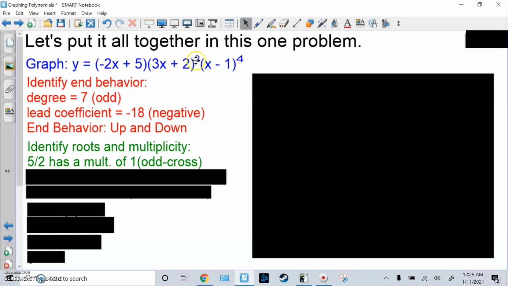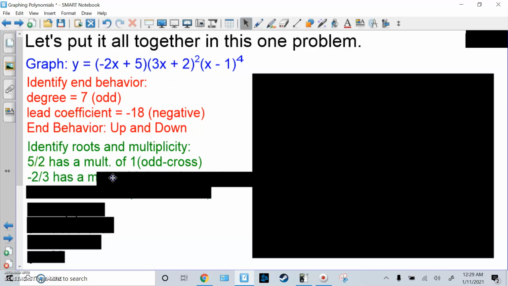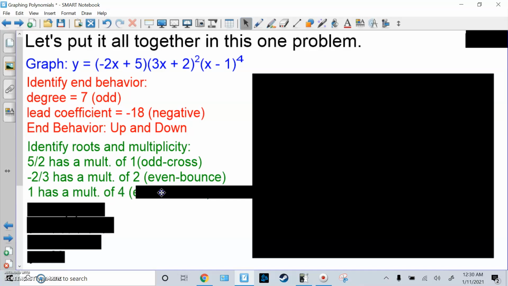Next, right here, we have 2 of these, multiplicity 2. If you set it to 0, you have to subtract 2, divide by 3, so negative 2/3 has a multiplicity of 2. That is even, that's going to bounce. Then this last one, set equals 0, just add 1 on both sides. It's 1, and it has a multiplicity of 4. Because 4 is even, that is going to bounce.